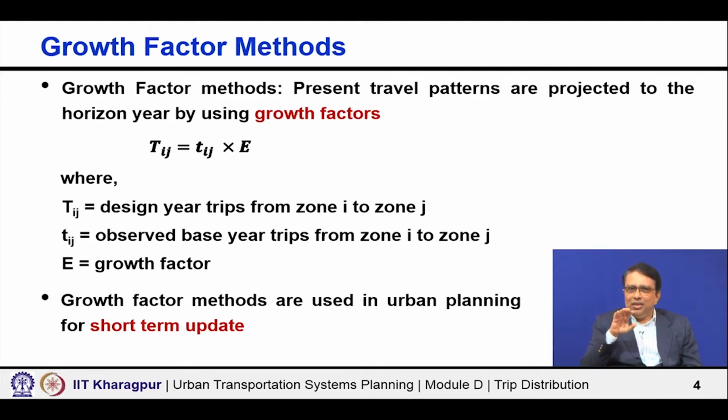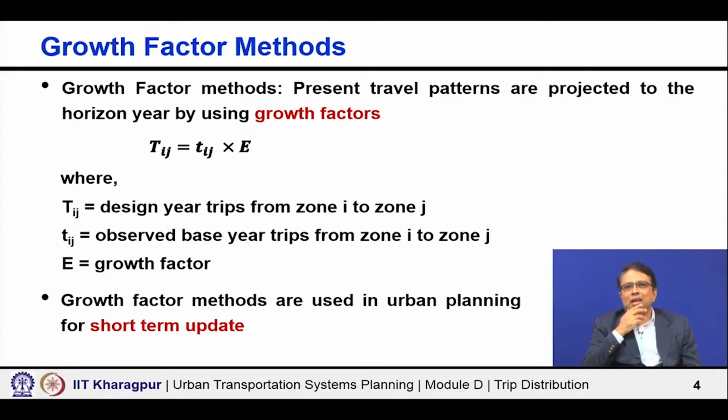So, capital Tij, if I say that is the future value, how much travel will happen from zone i to zone j, directional travel, we will say that capital Tij equals small tij. Small tij indicates the observed base year trips from zone i to zone j, multiplied by a factor which is called E. E is the growth factor.